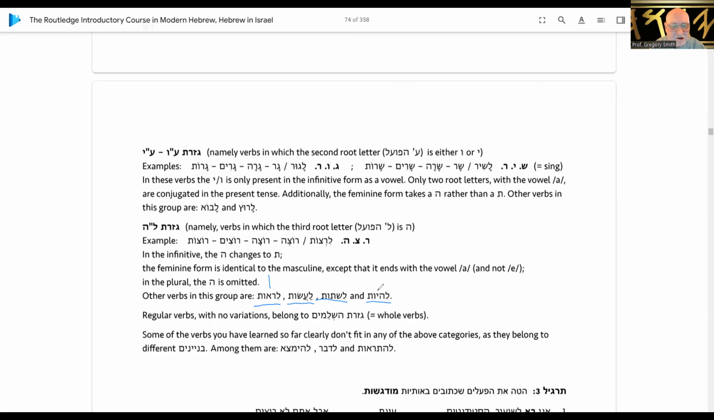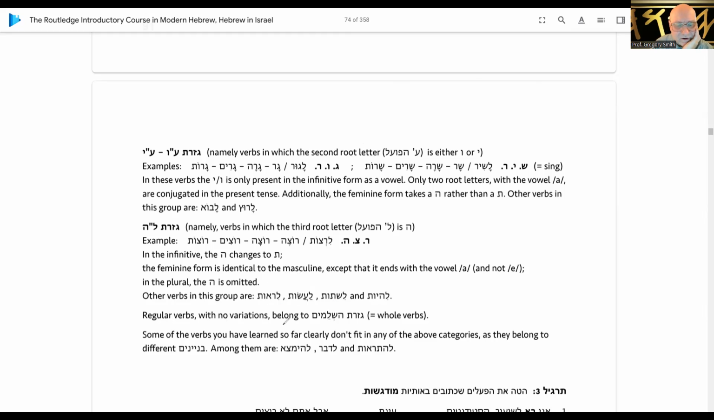Okay, and then la'asot. Let me double check. Yeah, to do. לעשות. Oh, it's la'asot. That's right, because the dot here means that it is a sin, not a shin. And then lir'ot. I think that's pronounced correctly. Yeah, see. לראות. Lir'ot is to see. That's right.